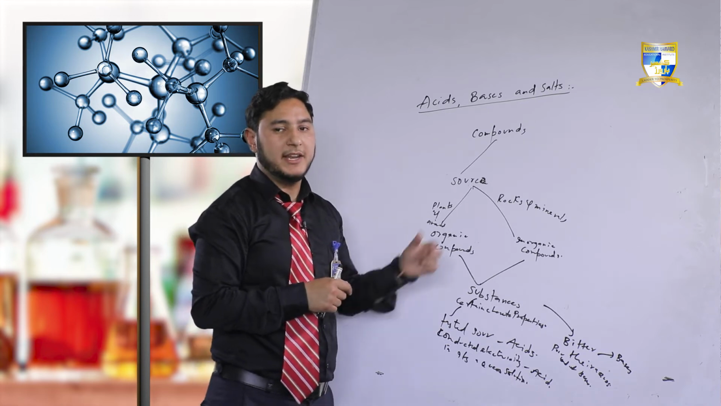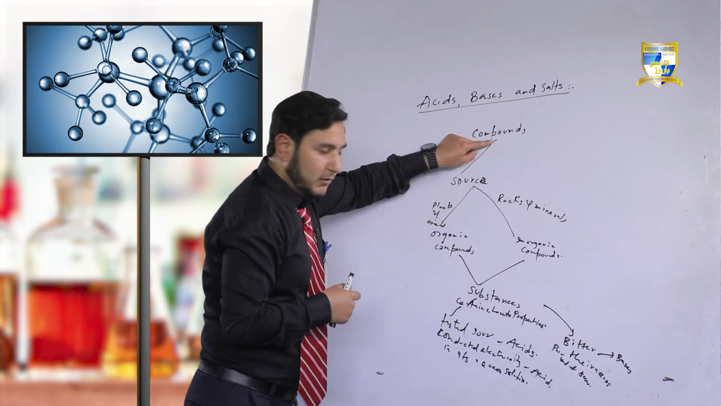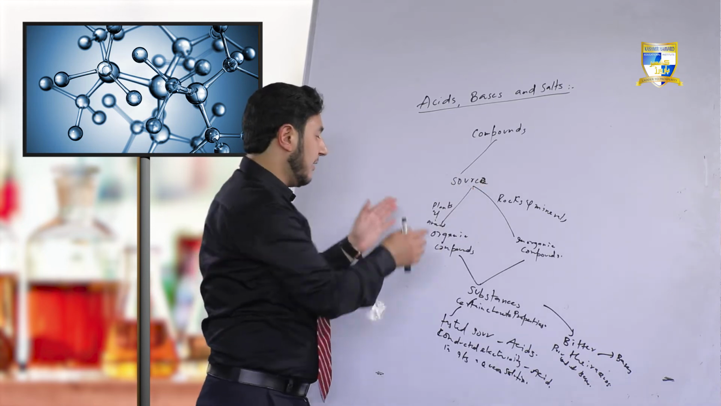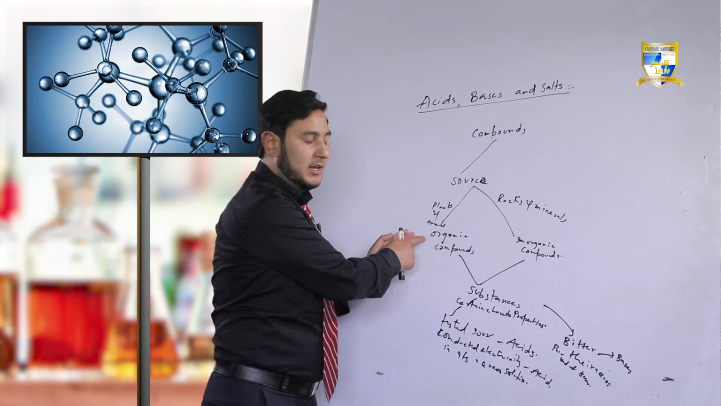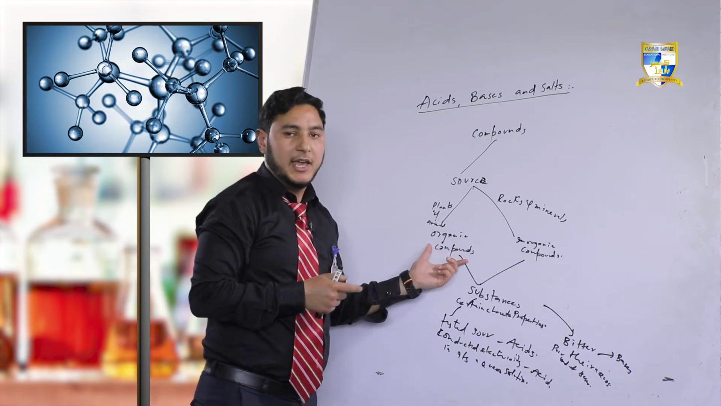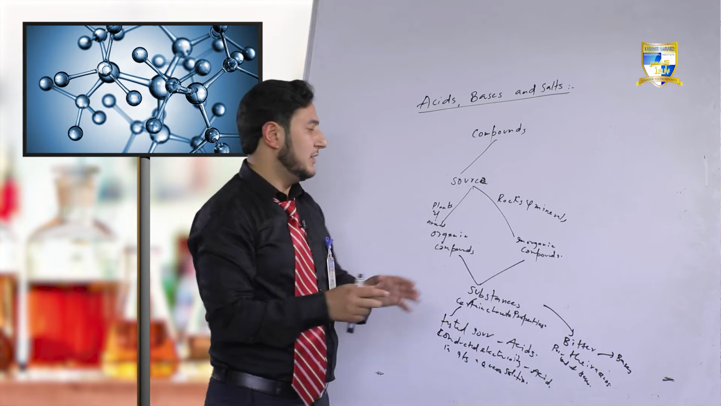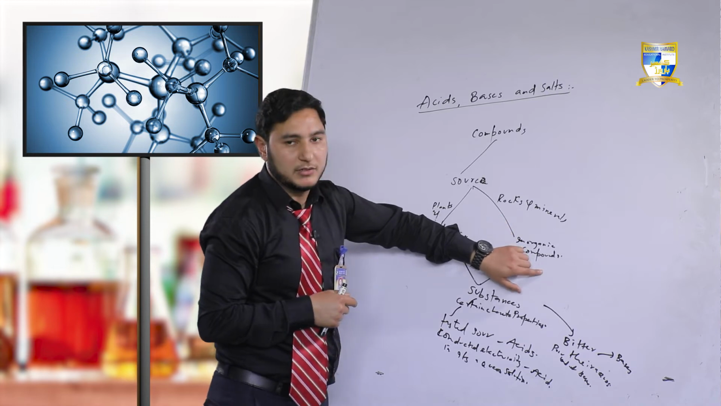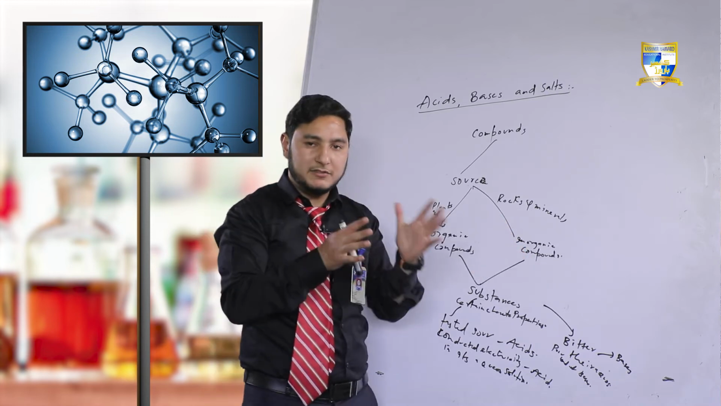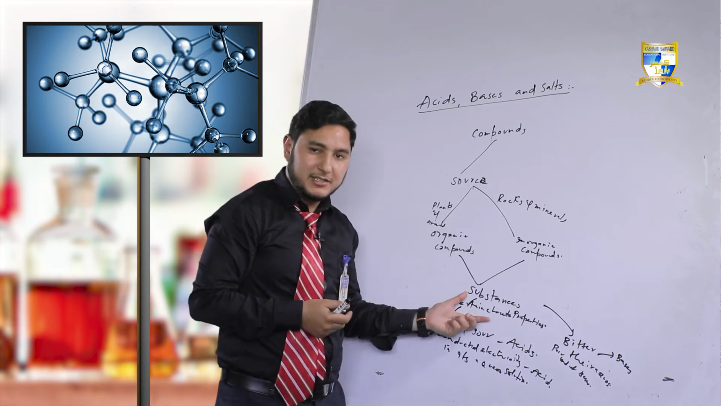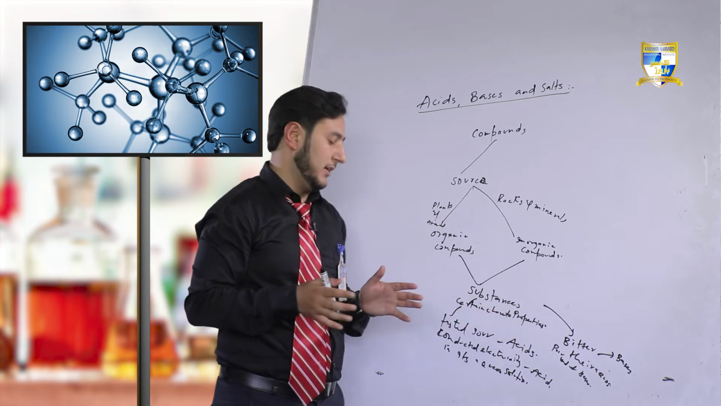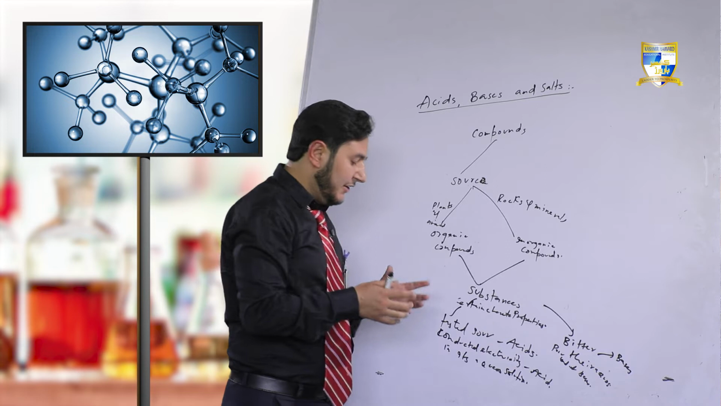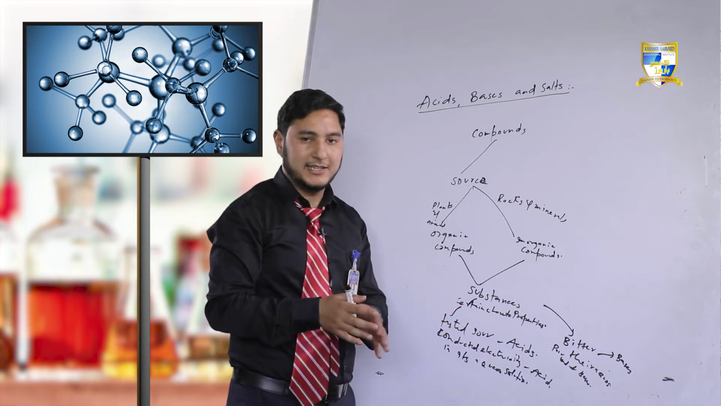I repeat from the very beginning. Compounds were classified on the basis of source. If the compounds were derived from plants and animals, they were called organic compounds. If derived from rocks and minerals, they were called inorganic compounds. So, what happened later? We started classifying the substances on the basis of certain characteristic properties. If the substances tasted sour, they were called acids. Moreover, if they conducted electricity in aqueous solution, they were called acids.